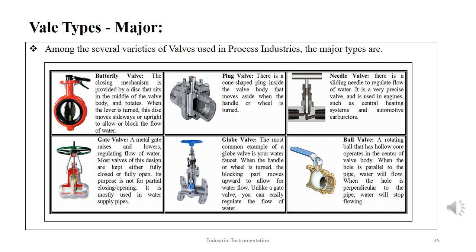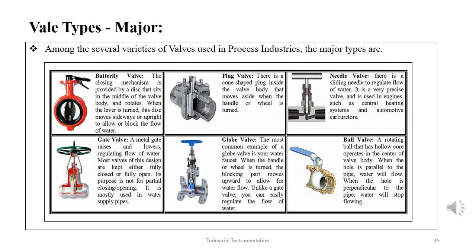The third important valve is needle valve. There is a sliding needle to regulate flow of water or other fluids. It is a very precise valve and is used in engines such as central heating systems and automotive carburetors. The fourth major valve is gate valve. A metal gate raises or lowers regulating flow of water. Most valves in this design are kept either fully closed or fully open. Its purpose is not for partial closing or opening. It is mostly used in water supply pipes.